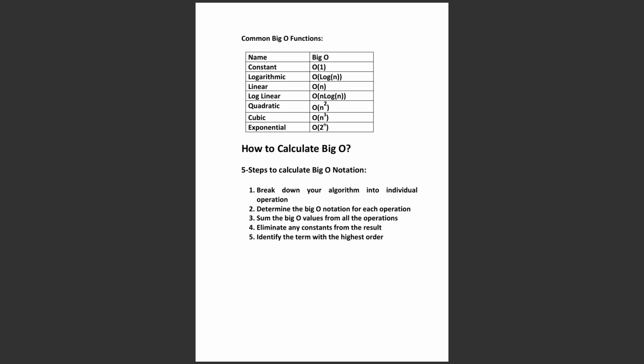To measure big O notation, there are 5 general steps to follow. 1. Break down your algorithm into individual operations. 2. Determine the big O of each operation. 3. Sum the big O values. 4. Eliminate constants. 5. Identify the highest order term. However, don't worry if I haven't covered all of these steps in detail yet. We will explore more examples and complex cases in future videos.